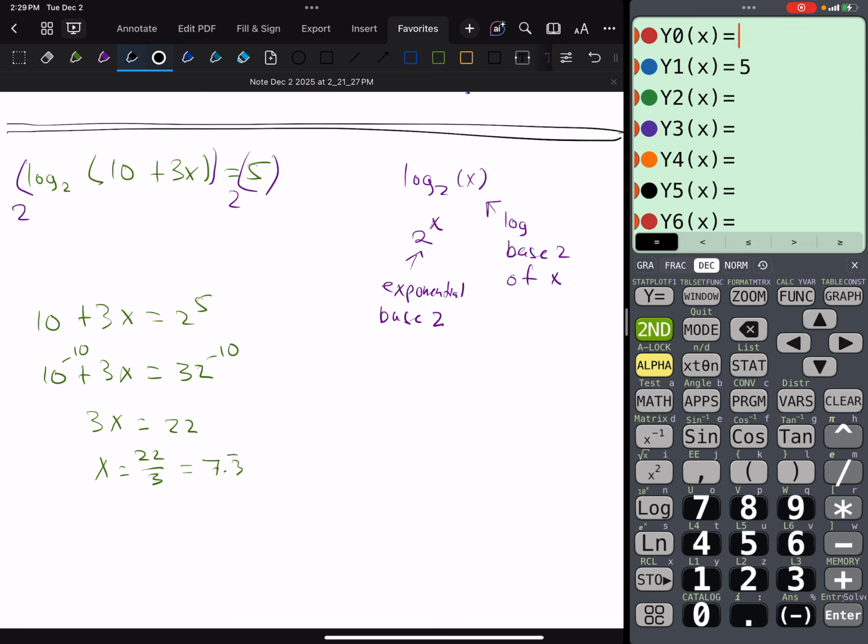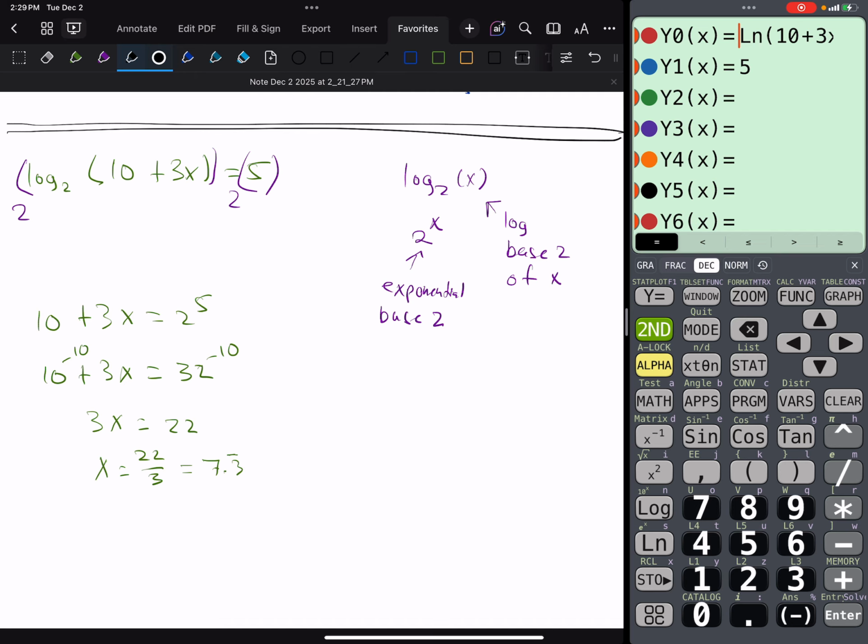And so I'm going to have to use the change of base formula again. So I'm going to do natural log, because I have that button, of 10 plus 3x. And then I'm going to divide that by the natural log of 2, right? Because that's my change of base formula, the log of the argument divided by the log of the old base.